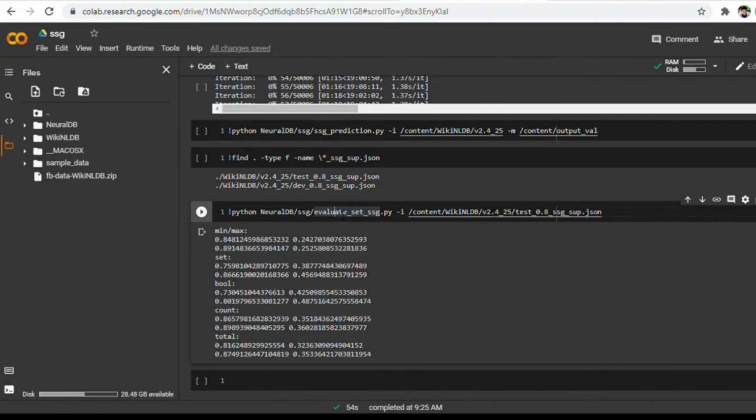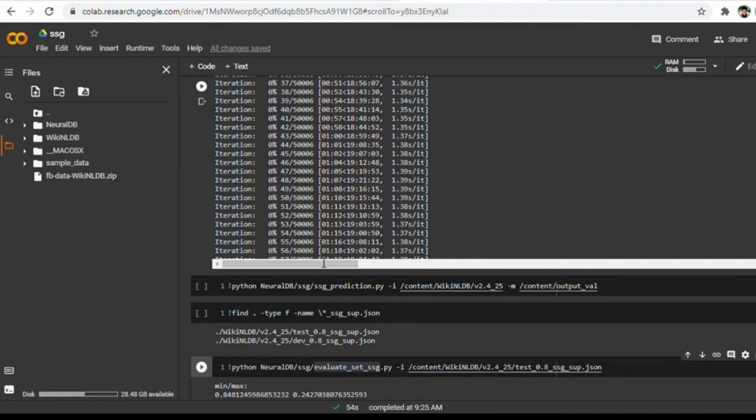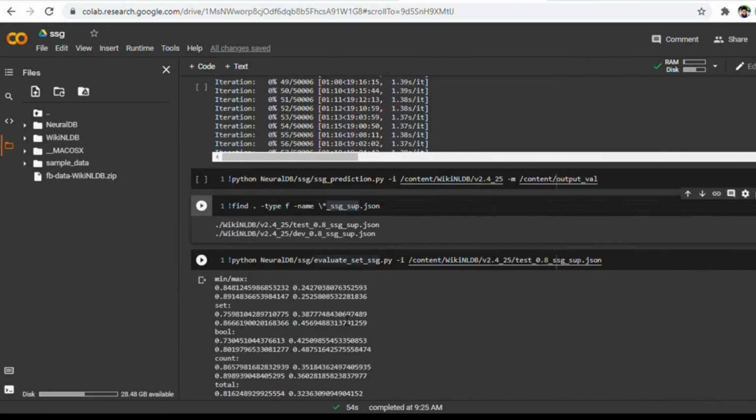I will share this notebook in the description below, so you can check it out. And that's it for this paper. This was an interesting paper, as it focused mostly on database understanding and how to query an unstructured database. I will be looking more into it.